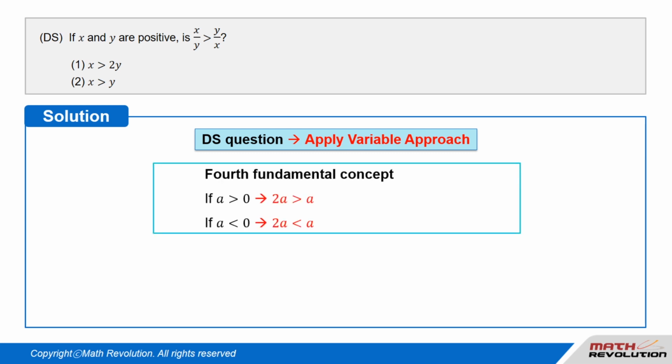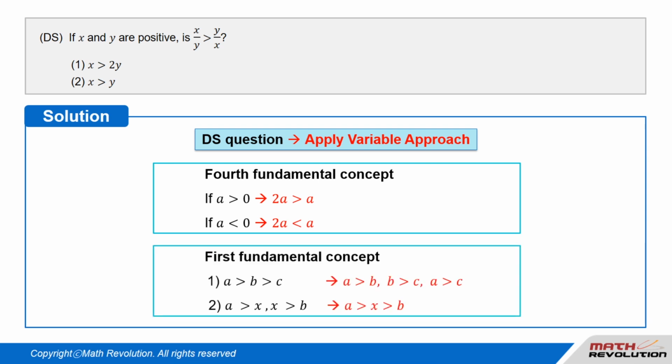The fourth fundamental concept in inequality. When a is greater than 0 and we add a to both sides, the direction of the inequality sign will not change. If a is greater than 0, then a plus a is greater than 0 plus a, or 2 times a is greater than a. When a is smaller than 0 and we add a to both sides, the direction of the inequality sign will not change. If a is less than 0, then a plus a is less than 0 plus a, or 2 times a is less than a.